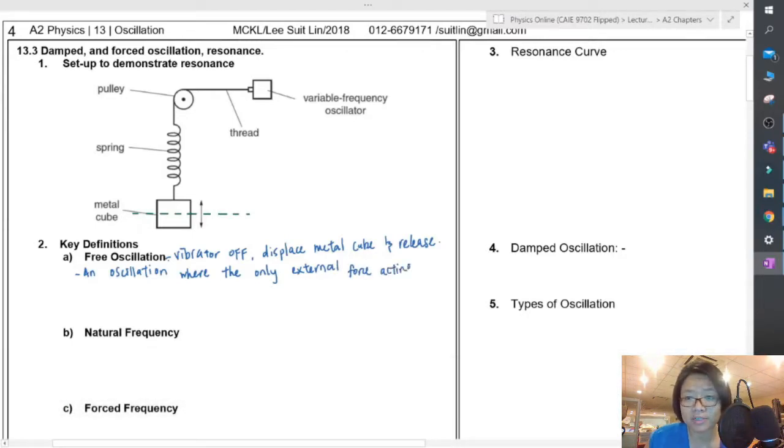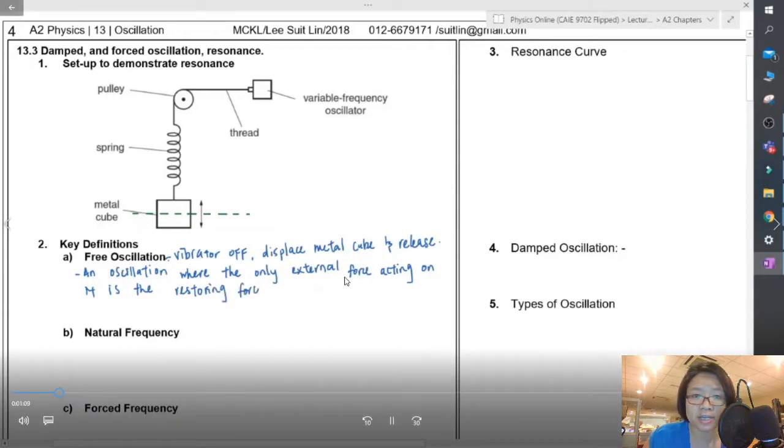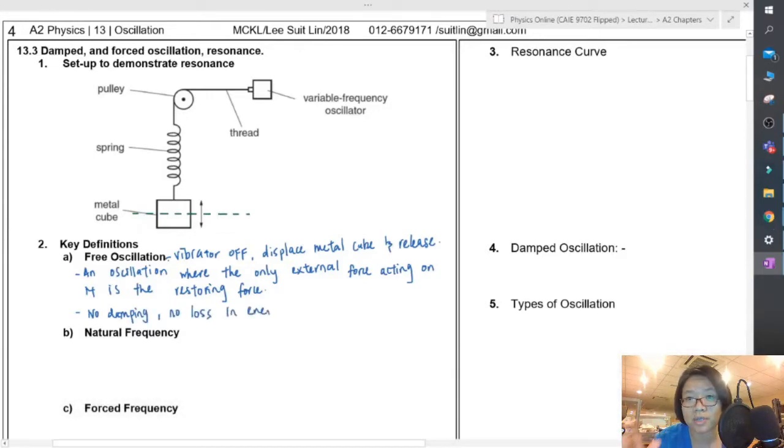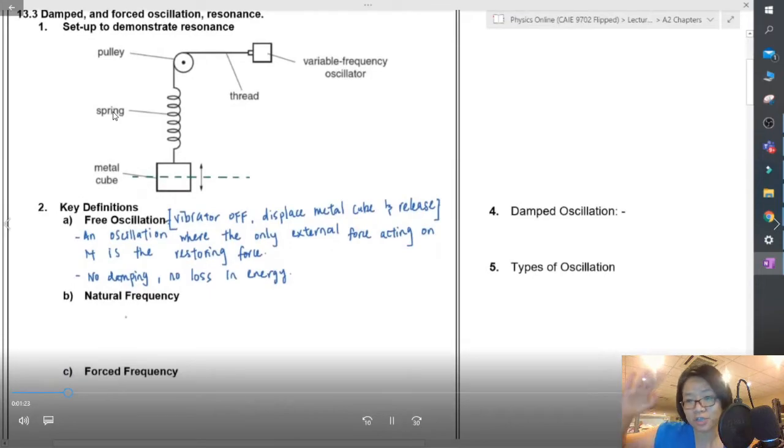We define a free oscillation as an oscillation where there are no extra forces, no one is forcing it to oscillate beyond the initial disturbance. So the only external force acting on it is the restoring force, in this case the tension in the spring. There is no damping. Damping here is known as loss in energy. So there's no loss in energy, it's allowed to freely oscillate forever and ever.